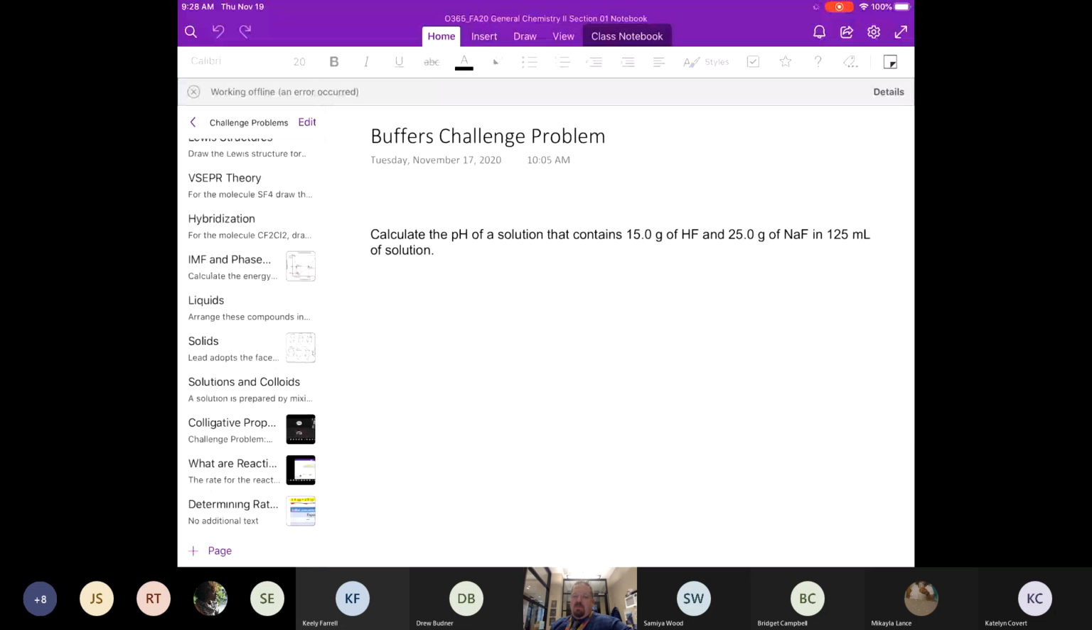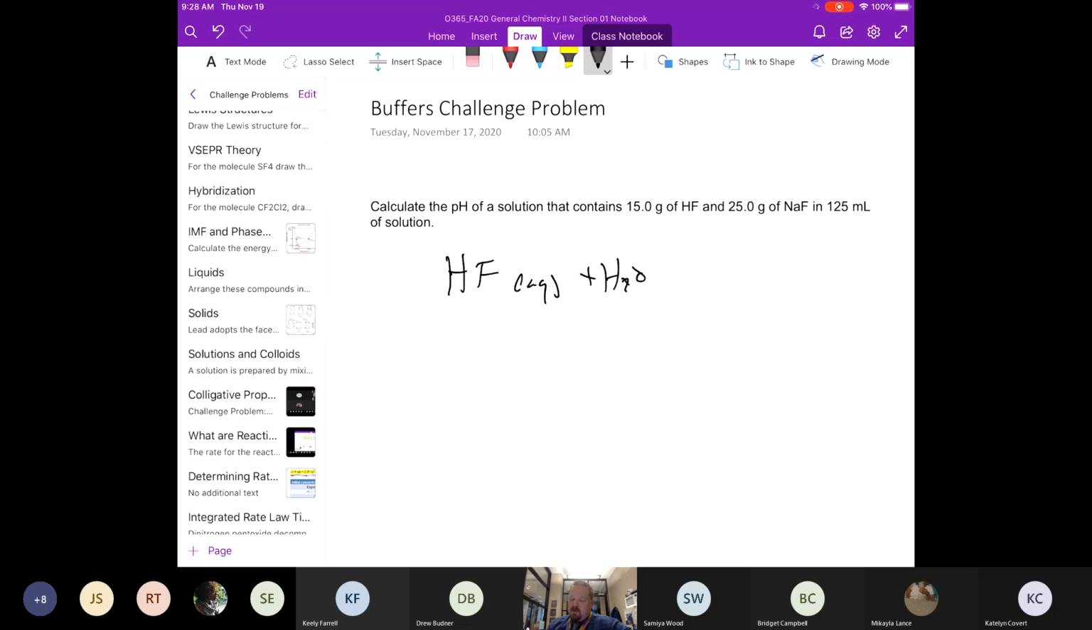We want to calculate the pH of a solution that is 15 grams of HF and 25 grams of sodium fluoride in 125 grams of solution. So if we think about what we have here, that is this HF. Once it dissolves in water, this is a weak acid, so it's going to donate its proton, and we're going to have this ion left.